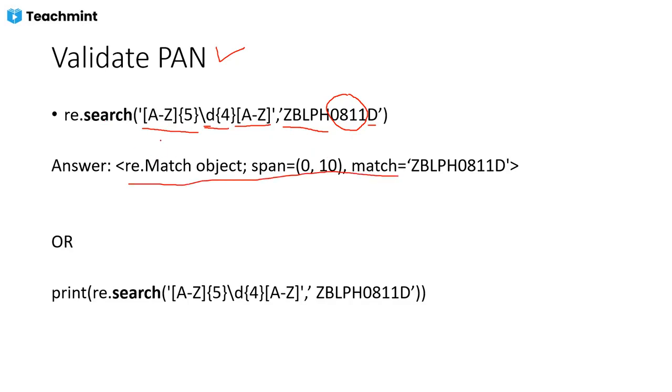This indicates the match object spans from 0 to the 10th character. So this is the input: 0, 1, 2, 3, 4, 5, 6, 7, 8, 9. So it is spread across this area in the main string. From the 0th character till 10, that match is found. The match is this one.